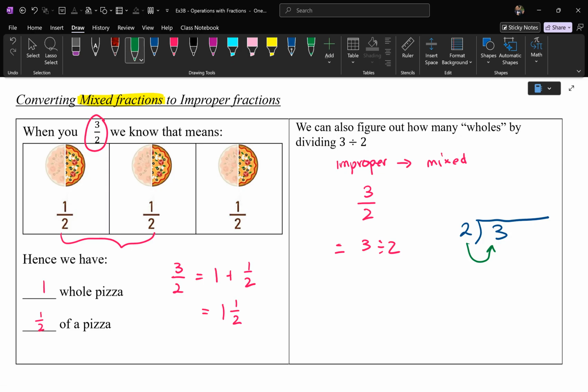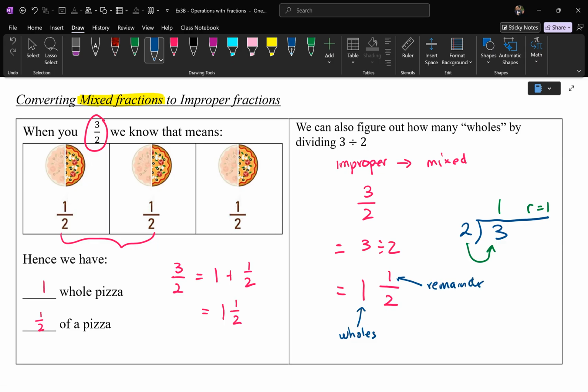Can I please have Elliot? How many 2's fit in 3? 1. What's the remainder, Bo? 1. Very good. So what we can see is the answer: it fits in 1 whole, and a remainder of 1 out of what you were dividing by. Now you were dividing by halves. You're looking at half pizzas. That's why it's 1 remainder out of your half pizzas. So, to remind yourself, this is the number of wholes. This is the remainder.